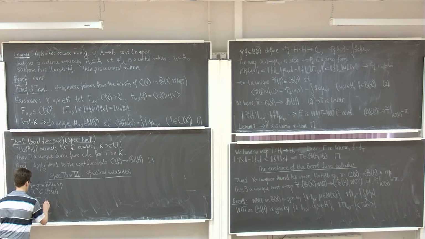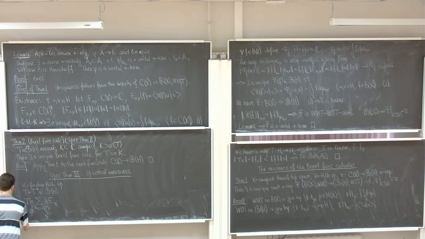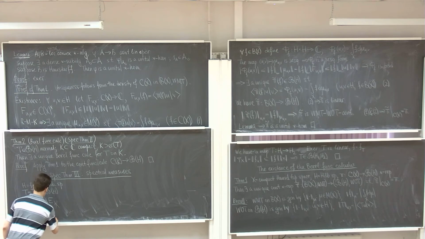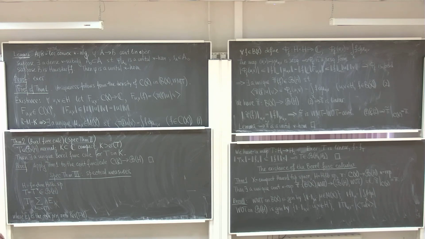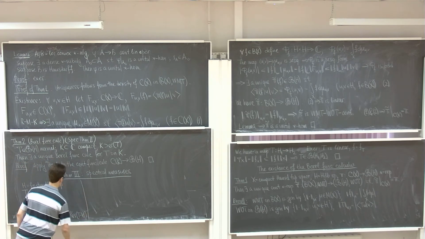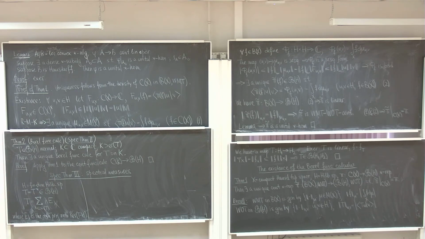Of the following operators, lambda E lambda, where E lambda is the orthogonal projection onto the respective eigenspace, that is onto the kernel of T minus lambda. Basically, this formula is equivalent to the fact that T is diagonalizable. Okay, so this is our first motivation.